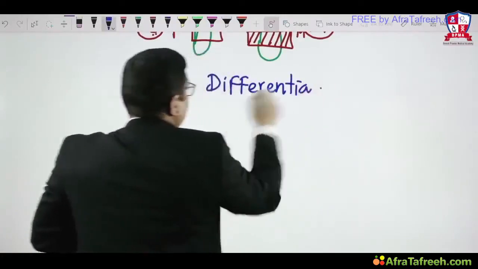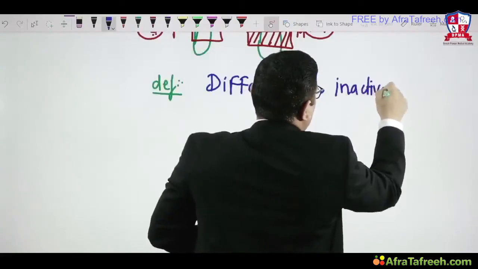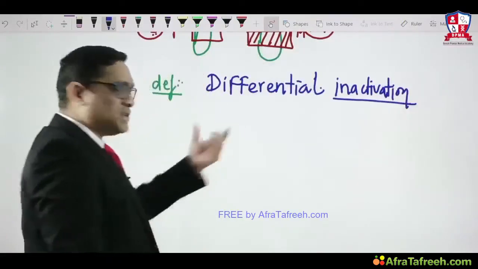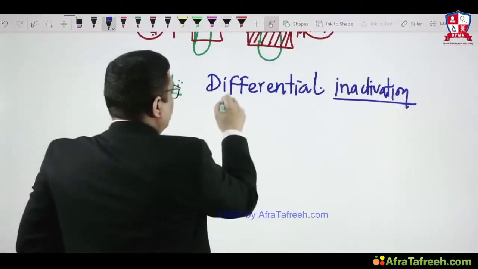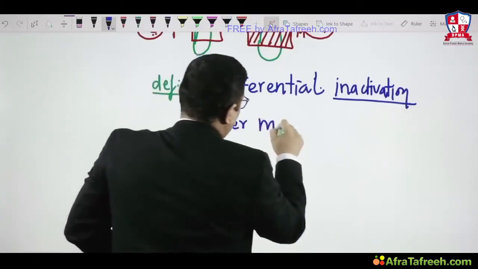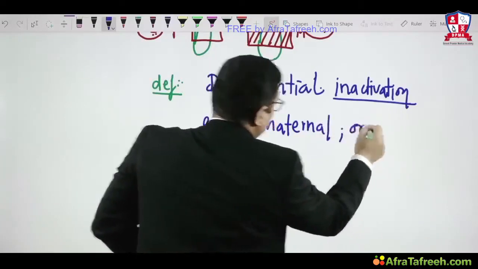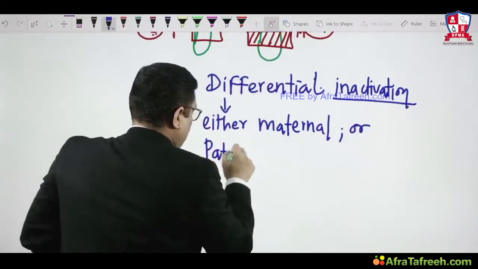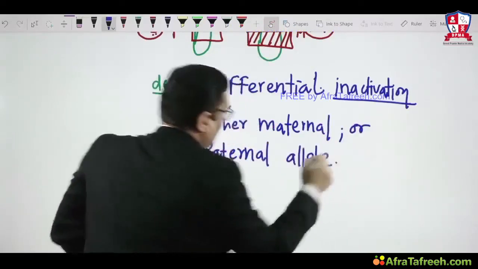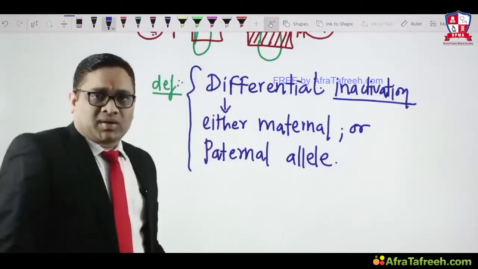Differential inactivation. See what I was saying, inactivation or imprinting you can say, right? Inactivation is the meaning of imprinting. So differential inactivation of whom? Differential inactivation of either maternal or paternal alleles, right? So either maternal or paternal allele. So this is the perfect definition of genomic imprinting, right?